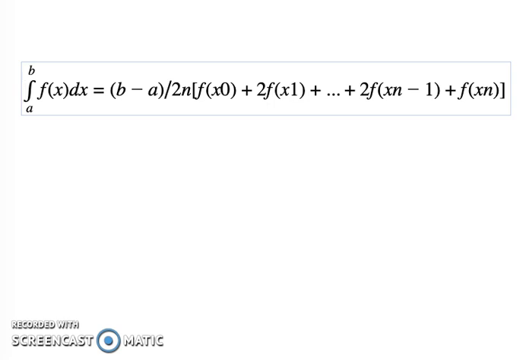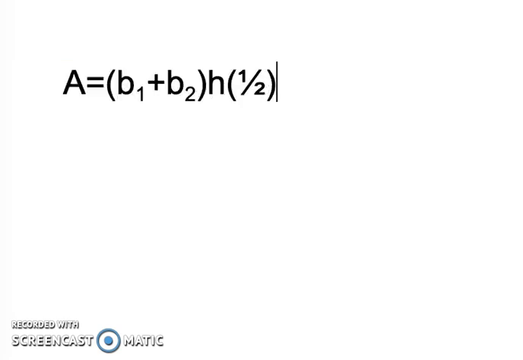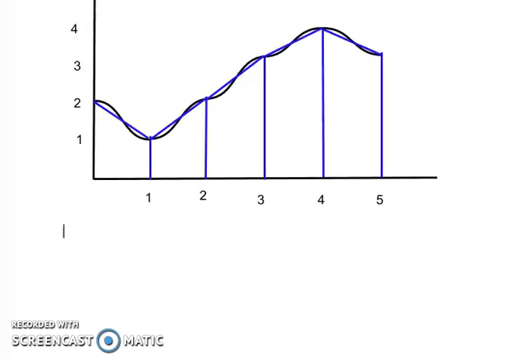The formula for the area of a trapezoid is shown here. A equals (b1 plus b2) times h, all of that over 2. Now the b1 and the b2 are the lengths of the parallel sides of your trapezoid, and h is the height. Here's a graph to use as a first example.